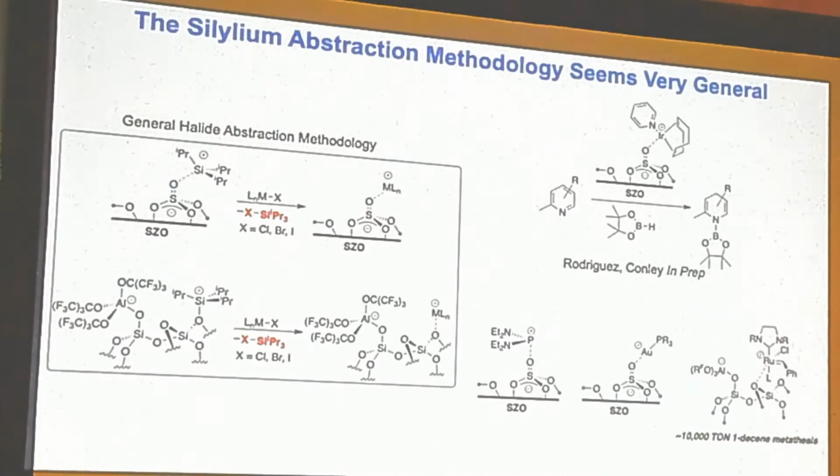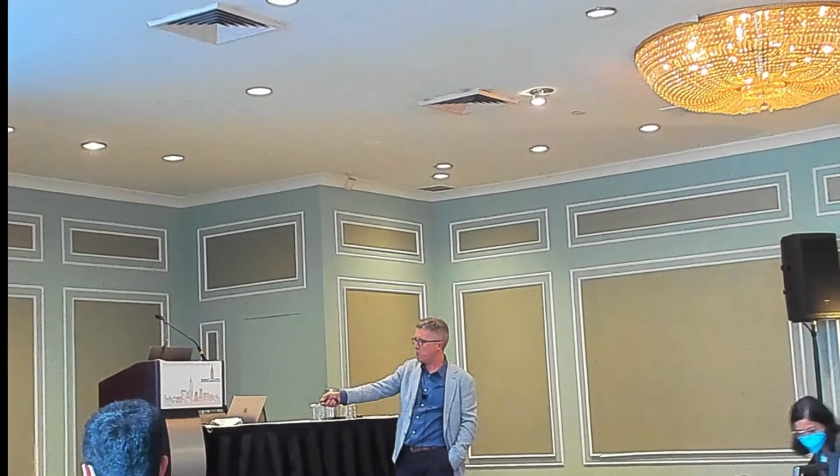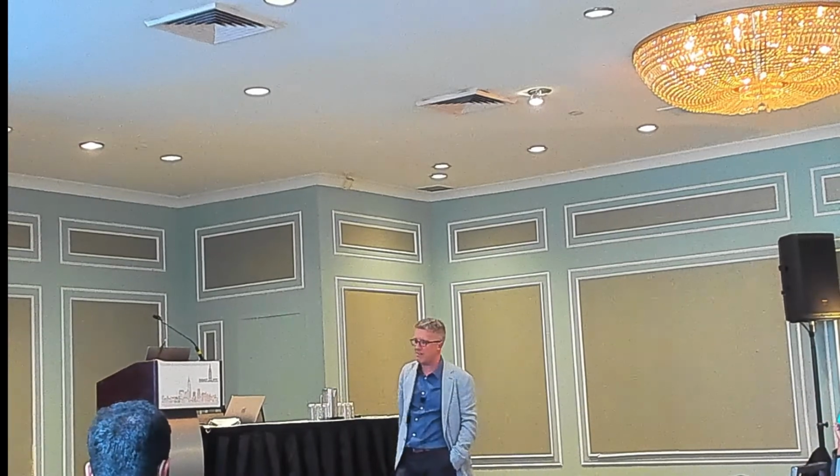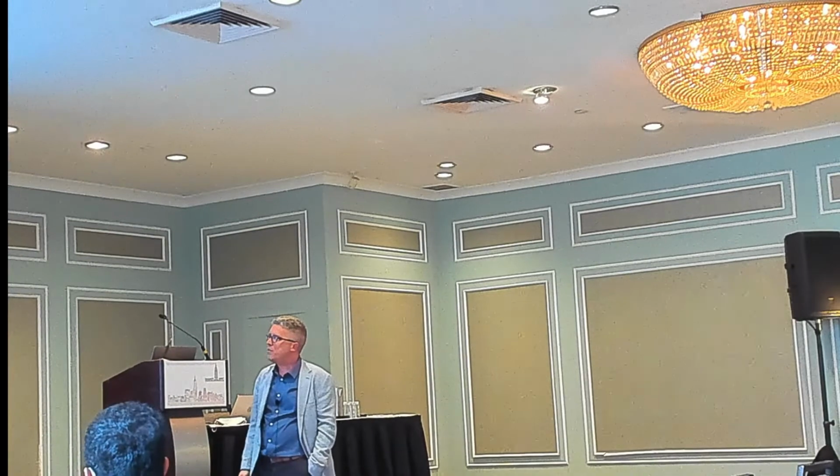This is just showing a couple halides that we're able to abstract, but we have not met one we can't do yet. We can abstract iridium chloride from correlation chemistry. We can make phosphinium ions and sulfated zirconia and gold cations. And don't tell Dick, but we can do ruthenium metathesis catalysts and generate ruthenium metathesis catalysts in one step that have very high turnovers of olefin metathesis.